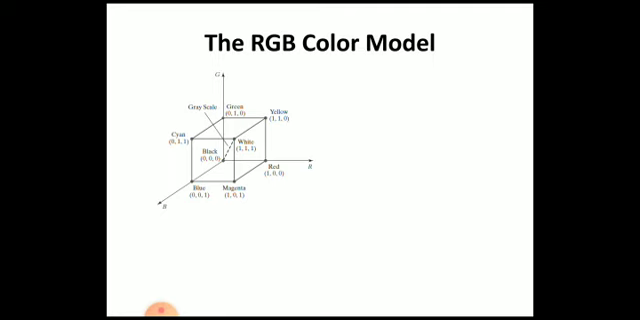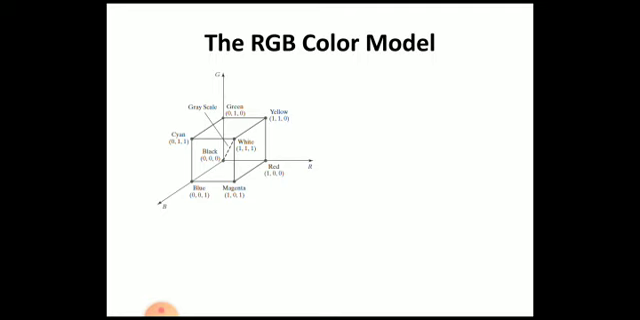Now, what do we mean by an additive color model or a subtractive color model? The difference is very simple, my friends. In an additive color model, a color is achieved by adding colors to the background. Are you understanding this? Okay. Whereas in a subtractive color model, which is of course the CMY color model, the color is achieved by removing colors from the background.